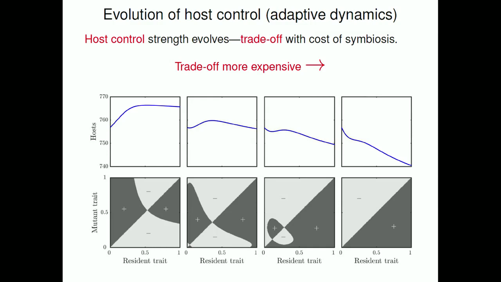If it's quite costly, then as you invest in host control, the fitness of the host decreases, so it can't evolve over here. And we have this transition where you can evolve a bit of host control, but it has to be sufficiently big to get you up into here, to get to this evolutionary stable state. You have this barrier.